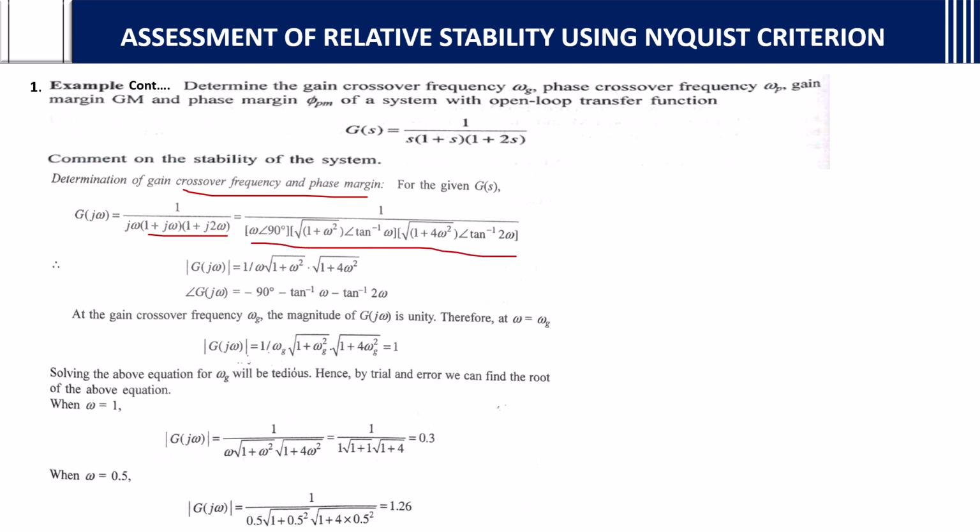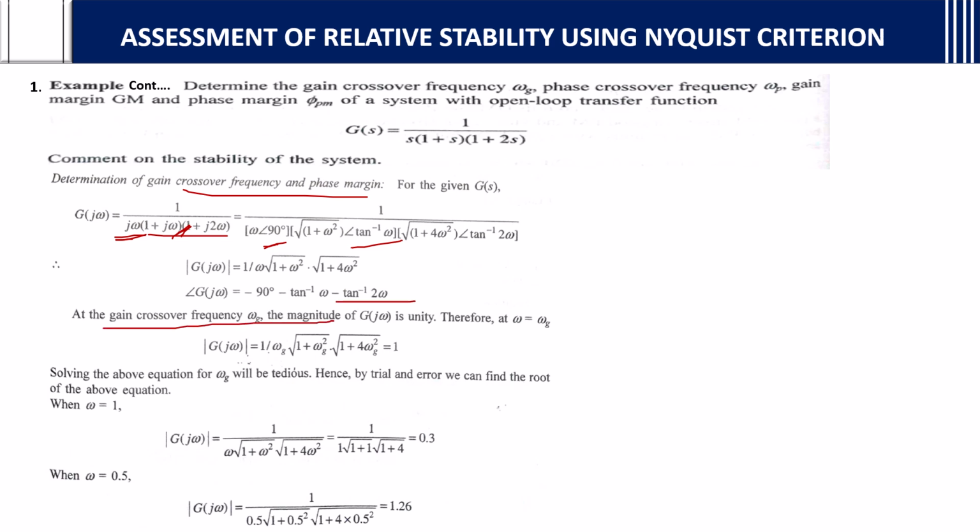From this, omega is at the origin, so the angle will be minus 90. Then the angle for the second term will be tan inverse of omega, and for the third term tan inverse of 2 omega. So the magnitude of G of j omega will be 1 by omega root of (1 plus omega square) root of (1 plus 4 omega square). Then the angle of G of j omega will be minus 90 minus tan inverse omega minus tan inverse 2 omega.